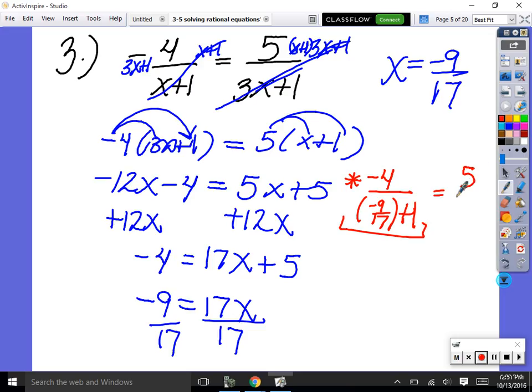And then we would do this, 3 times negative 9 over 17. I don't know why it's connecting my stuff together. So calculate that. See if you get those statements to be true.